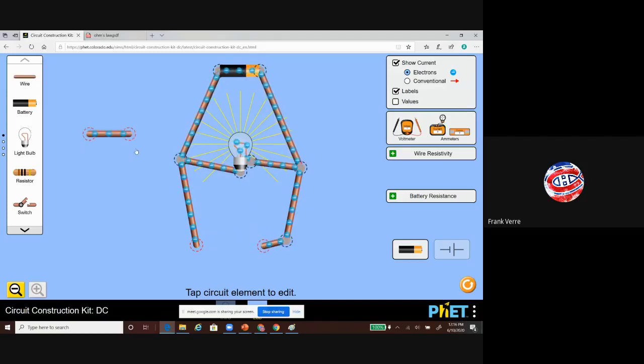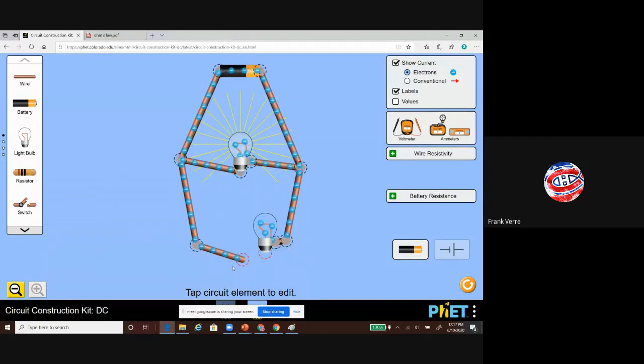Okay. And this would be an example of a parallel circuit. Now, something interesting just happened. I don't know if you noticed that. Let me just actually disconnect this battery.